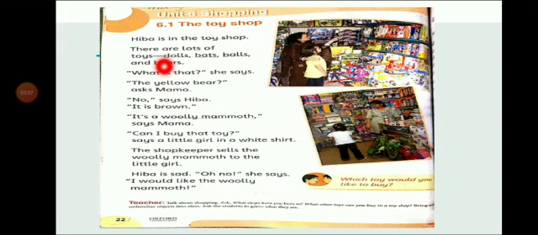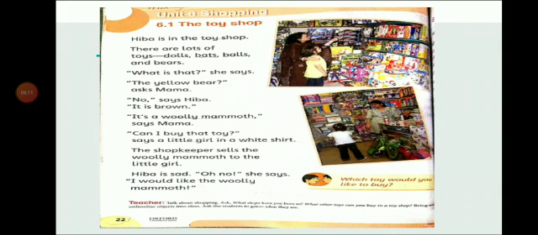Hiba is in the toy shop. There are lots of toys. Dolls, bats, balls and bears. What is that? She says. The yellow bear? Asks Mama. No, says Hiba. It is brown. It's a woolly mammoth, says Mama. Can I buy that toy? Says a little girl in a white shirt. The shopkeeper sells the woolly mammoth to the little girl. Hiba is sad. Oh no, she says. I would like the woolly mammoth.